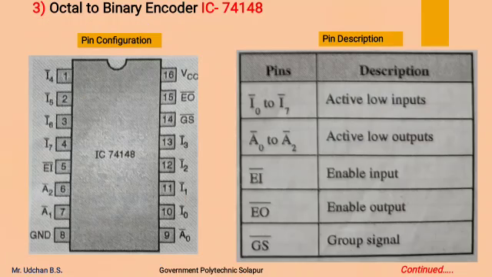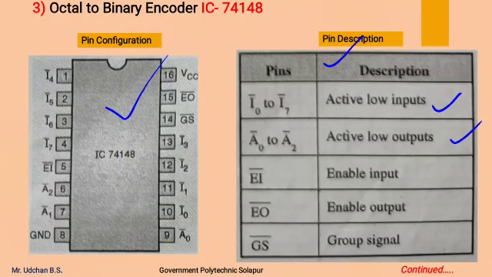Now next we will see the IC for octal to binary encoder, that is 74148. This is the pin configuration of IC 74148, and this table shows the pin description. This is a 16 pin IC, with pins from 1 to 8 and 9 to 16. Now here the I0 to I7 lines are active low inputs, meaning they are octal inputs. A0 to A2 lines are active low outputs, meaning a binary output can be observed over these lines.